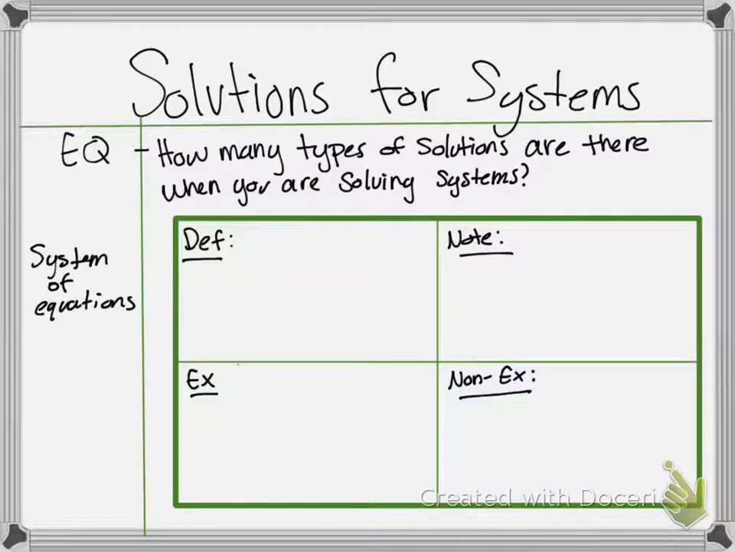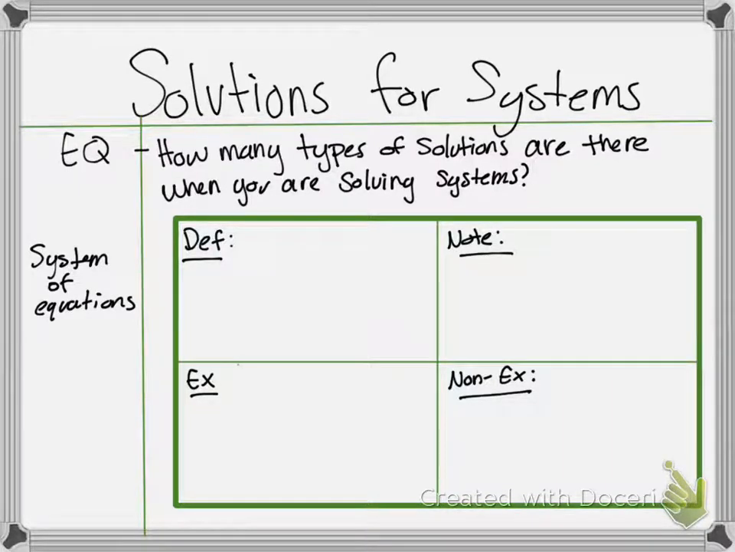Today we're going to be talking about solutions for systems, and our essential question is how many types of solutions are there when you are solving systems? Okay, before we start everything with the new solutions, I want to go back and do a graphical organizer on systems of linear equations.